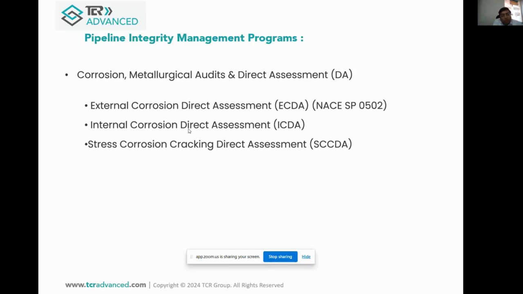Obviously, it is for internal corrosion prevention of your pipeline, right? And third is SCCDA, stress corrosion cracking direct assessment. Another form of corrosion which is very, very difficult to detect and the most common failure process in corrosion industries.